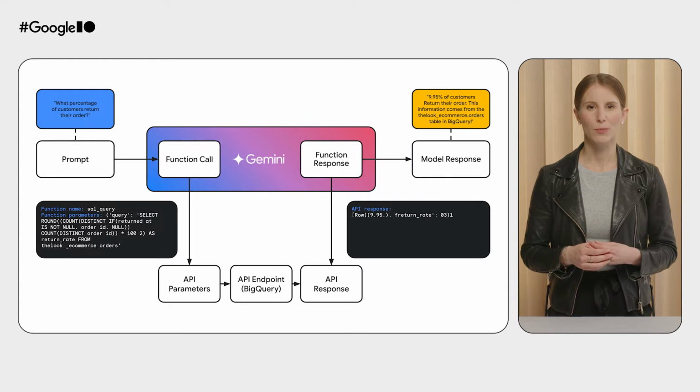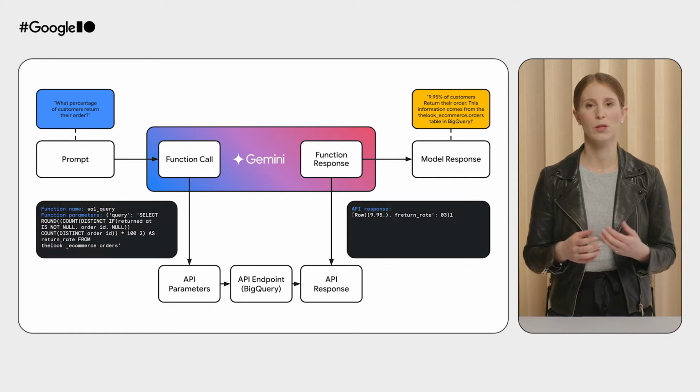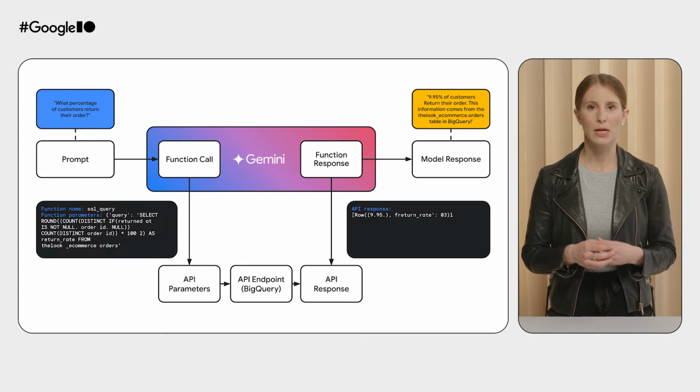To make this a little bit more specific, in the example of the life cycle of a function call, you can see how this process would play out if we were to design an agent that can interact with BigQuery and turn natural language inputs into SQL queries that we can make directly to a database.